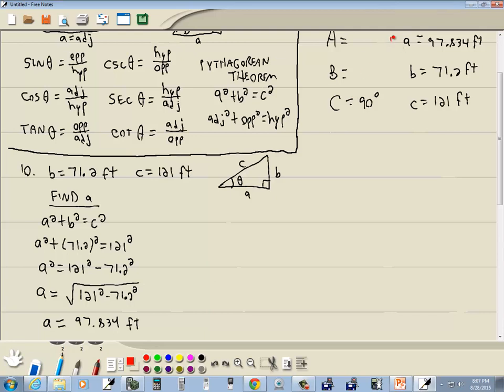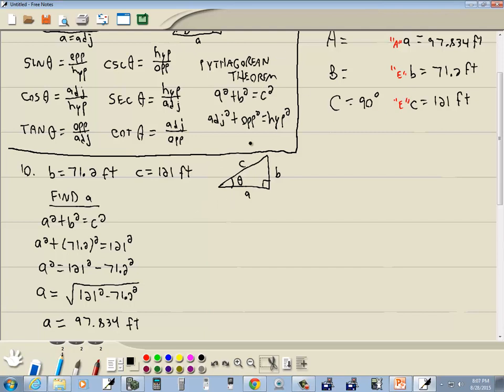Now keep in mind, this here is an approximation. This here is an exact value, and this here is an exact value. So when I'm working problems from here on out, I do not want to use A because it's an approximation. As much as possible, you stick to only using the exact values.